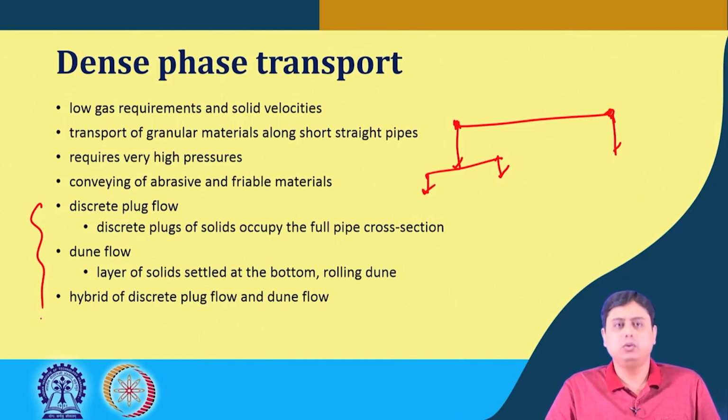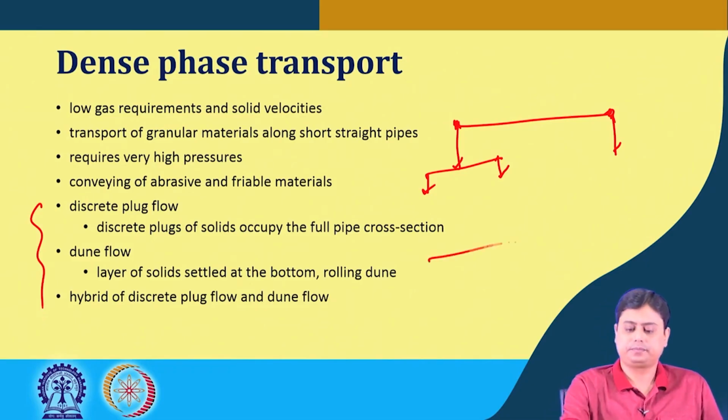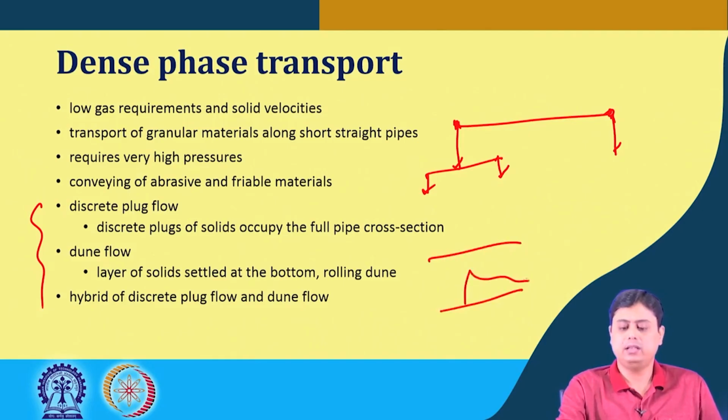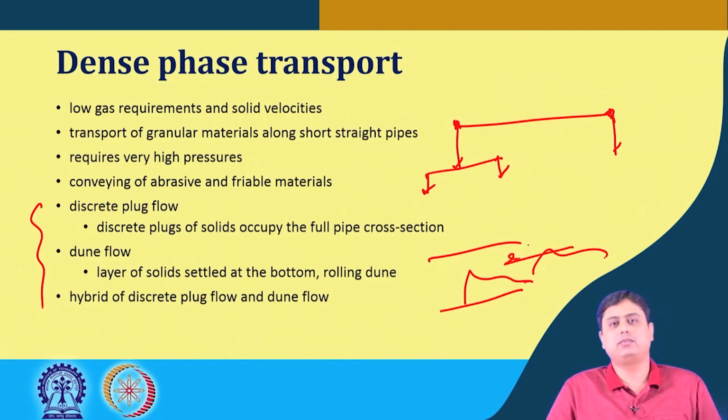The other is the dune flow, like sand dunes. Here there will be a layer of solids that settles, and these solid dunes would be rotating while the gas phase flows on top of this. So there is a rolling movement of the dunes, and in between these two there is a hybrid movement of the discrete plug flow and the dune flow.